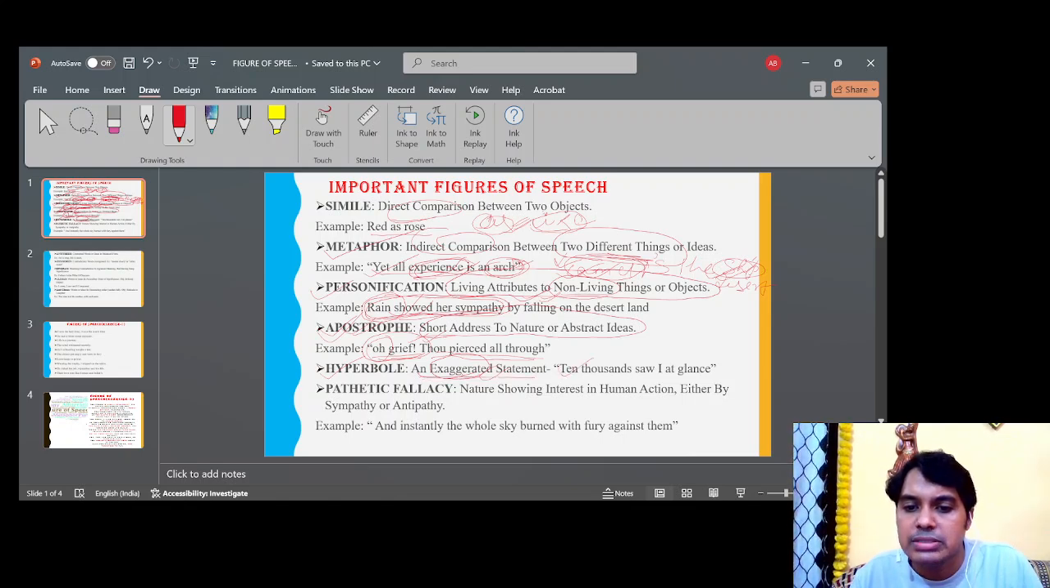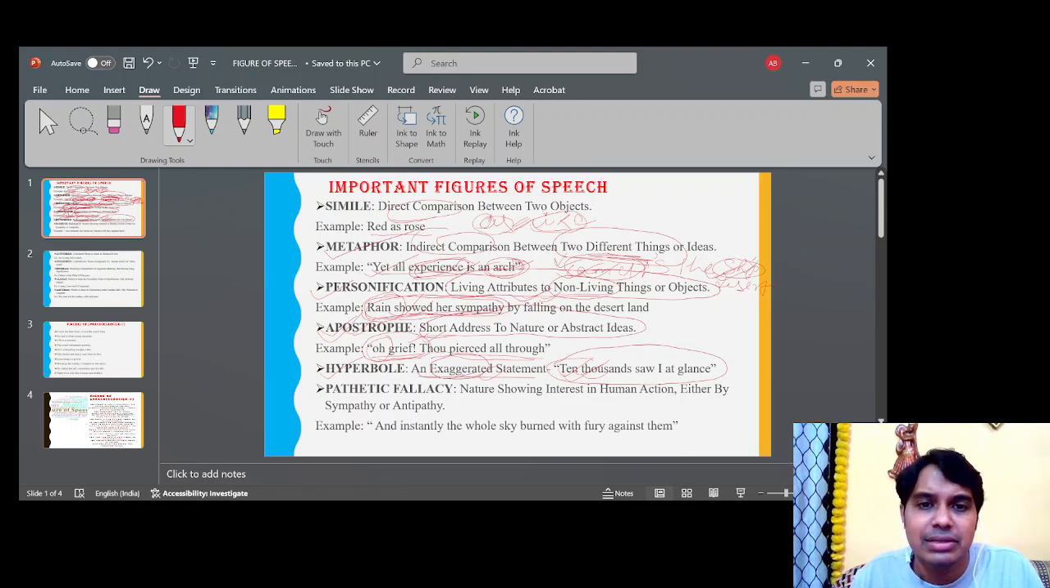Now the popular example we are all aware of, taken from Daffodils: ten thousand saw I at a glance. Now here it's quite familiar. Ten thousand saw I at a glance. I cannot see ten thousand. The poet said that I saw ten thousand. Now we cannot see ten thousand flowers at a glance, but it is an exaggerated statement, putting color, larger than life.